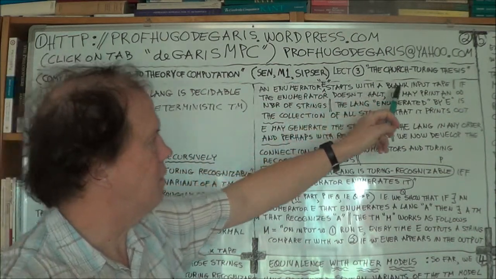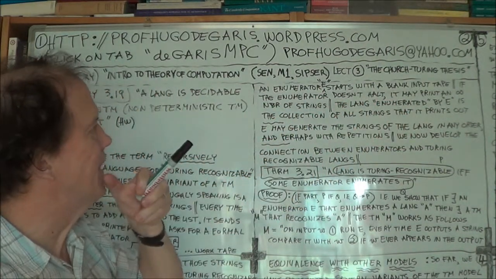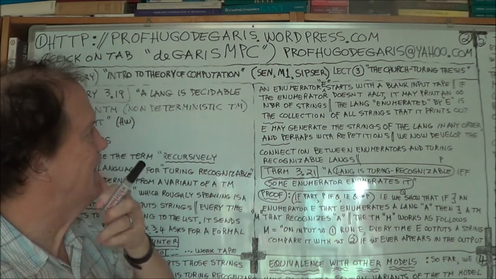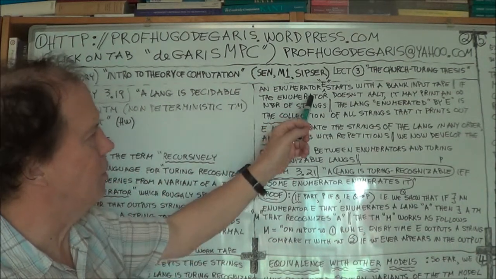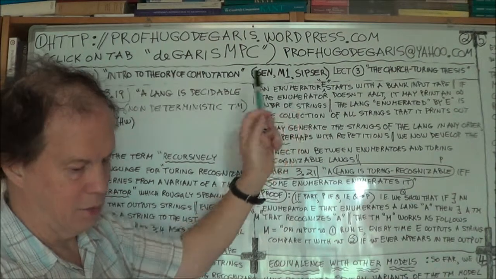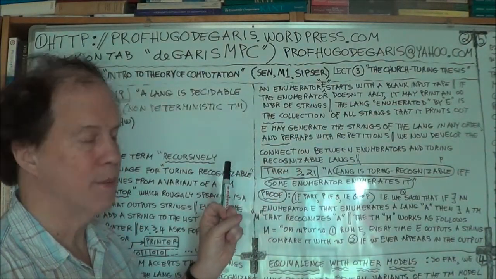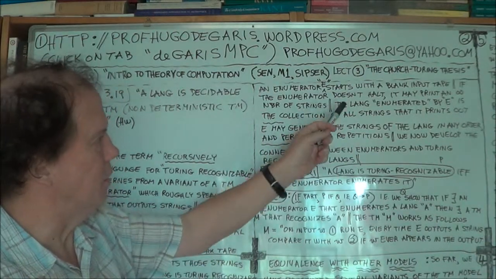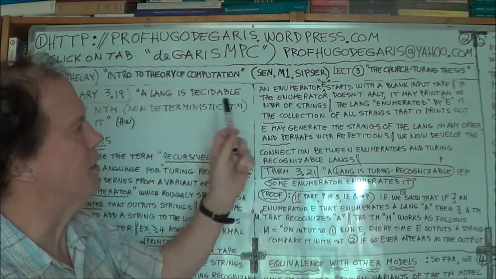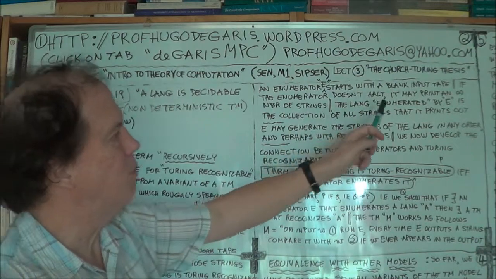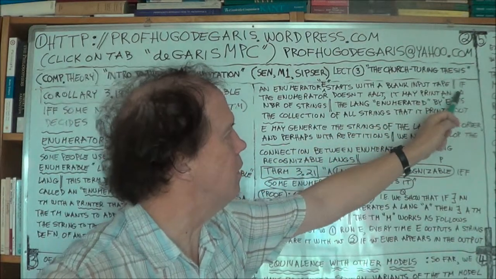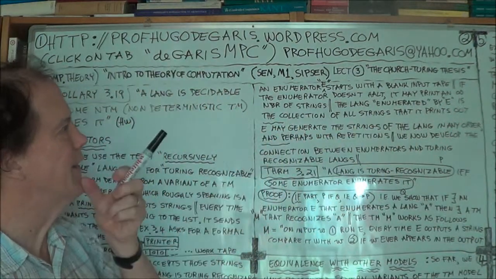So it'll start with a blank tape, and if the enumerator doesn't halt, it's just typing out accepted strings, and it doesn't halt. So if it's not a decider type Turing machine, it may print out an infinite number of strings.